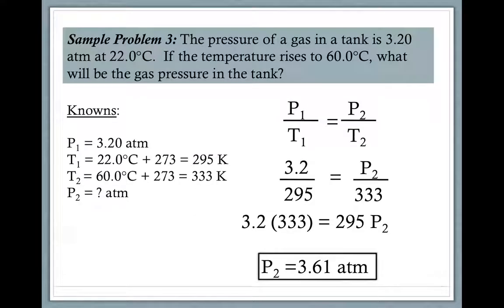The pressure of a gas in a tank is 3.2 atm at 22 degrees Celsius. If the temperature rises to 60 degrees, what will be the gas pressure in the tank? I have my P1 there, and then notice my T1 and T2 are given in Celsius, which they normally will be. Add 273 to turn them both to Kelvin. You have to do that for all temperatures. And then you're looking for the P2, simply plugging in here, and cross-multiplying to solve, and I get a P2 of 3.61 atm.